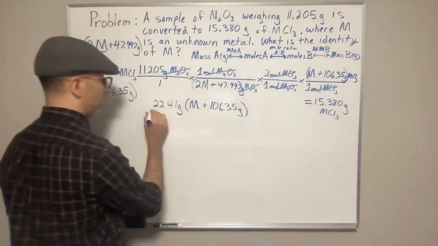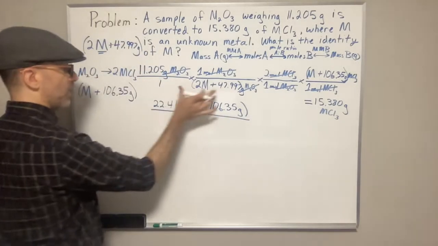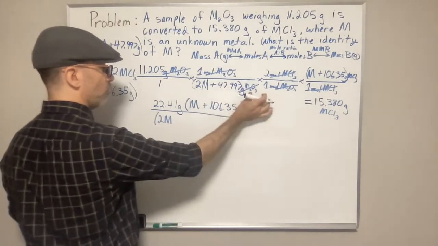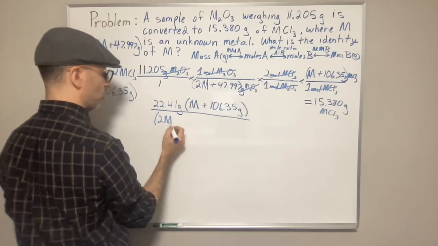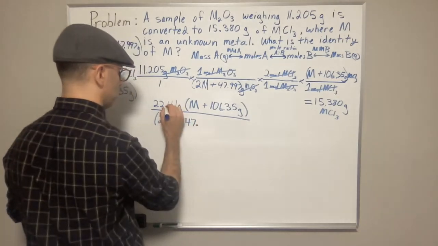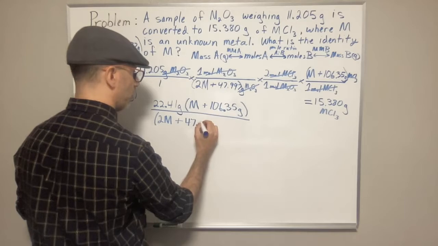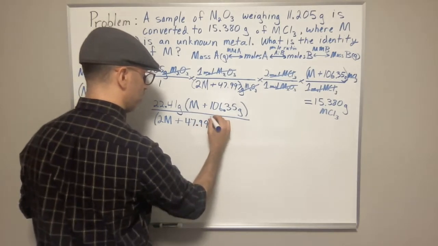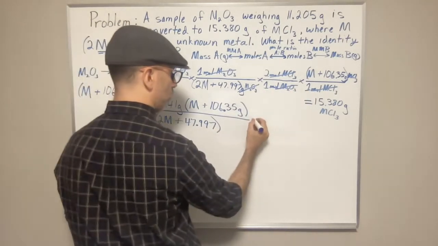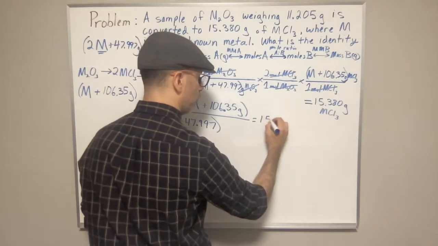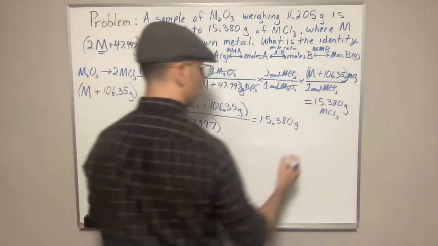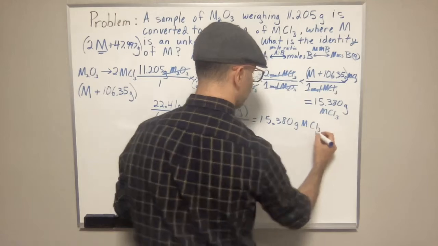And then for the bottom, it's going to be this. We have 2M, so this is the molar mass of M2O3. So we're going to have 2 times the molar mass of M plus 47.997, and all of this is equal to 15.380 grams of MCl3, right?